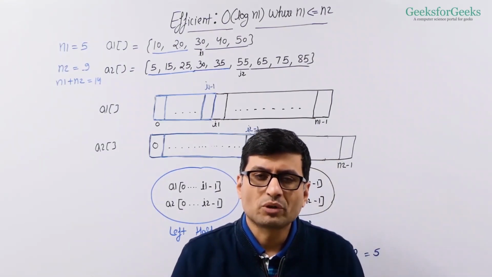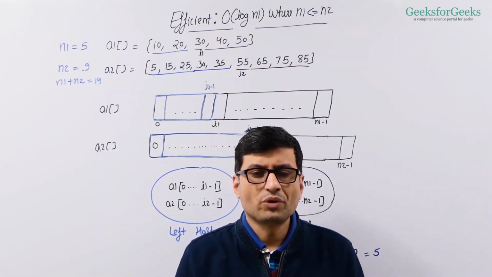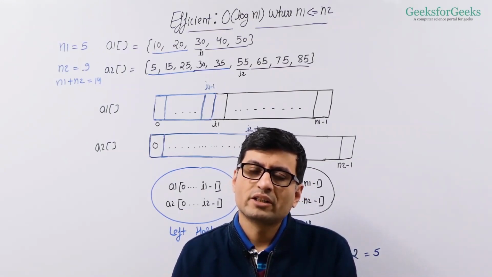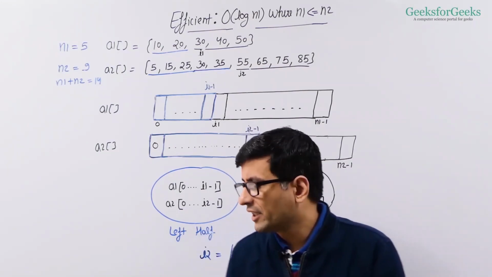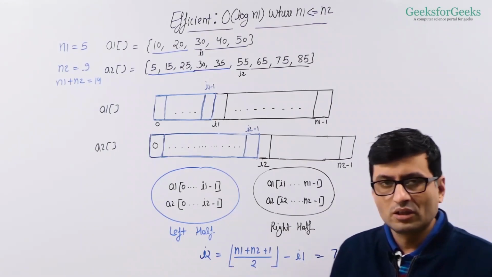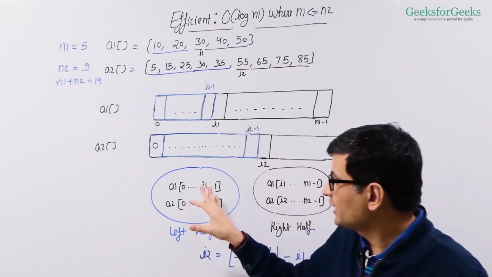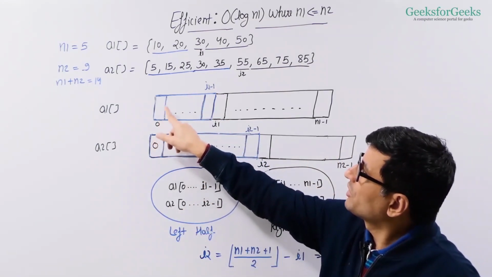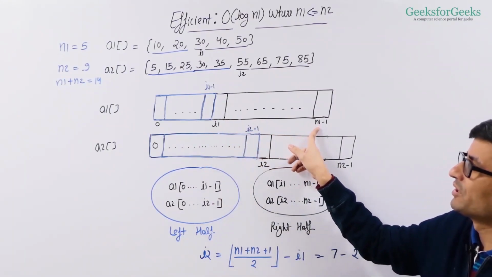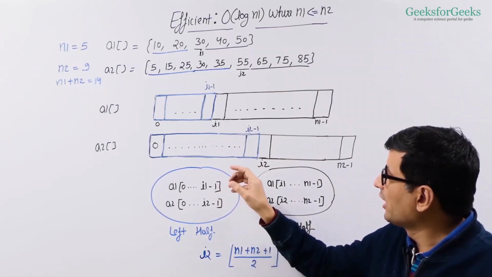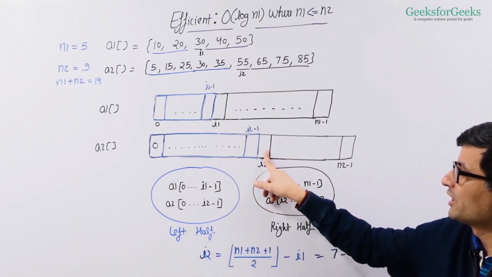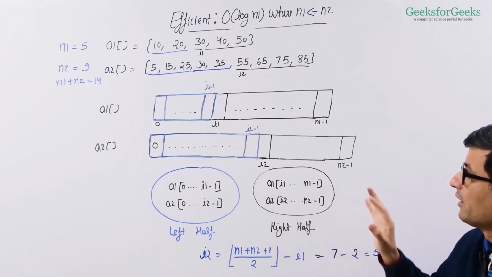Let me do a quick recap of the algorithm that we have discussed so far. We are going to do binary search in the smaller array. Whatever index we are at in the smaller array, we can find the corresponding index in the larger array using this formula. During binary search, we maintain two sets. The first set contains elements from 0 to I1 minus 1, and the other set contains elements from I1 to N1 minus 1 from A1. And from A2, the first set contains elements from 0 to I2 minus 1, and the other set contains elements from I2 to N minus 1, right?